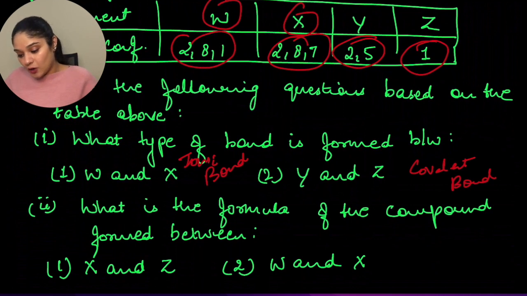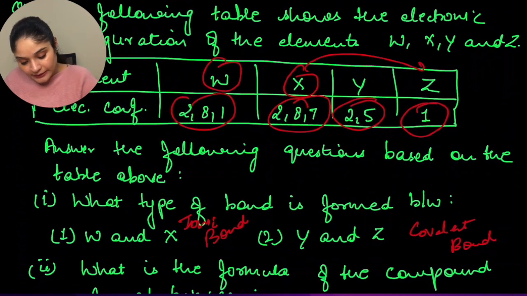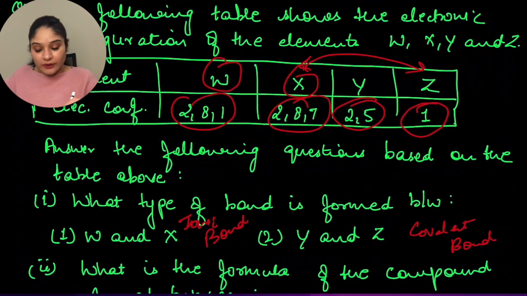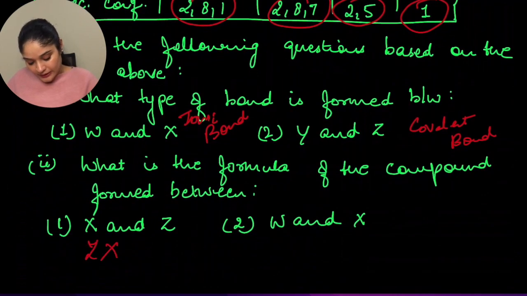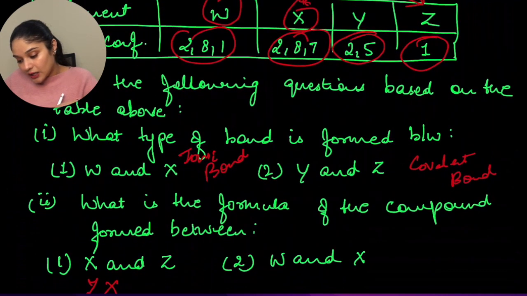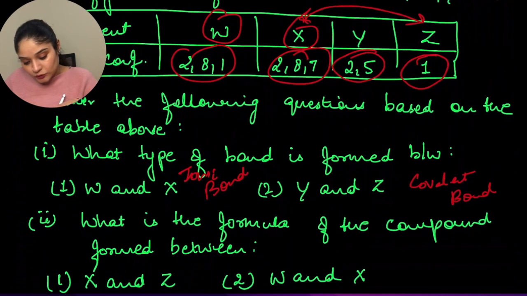What is the formula of the compound formed between X and Z? So you have X and Z, these two. One of them can give one electron, one of them can accept. So your formula, that means we are using one atom each, should be XZ. So you can write ZX. Then the next is between W and X. So W and X is 7 and 1. So WX, that's direct. WX.